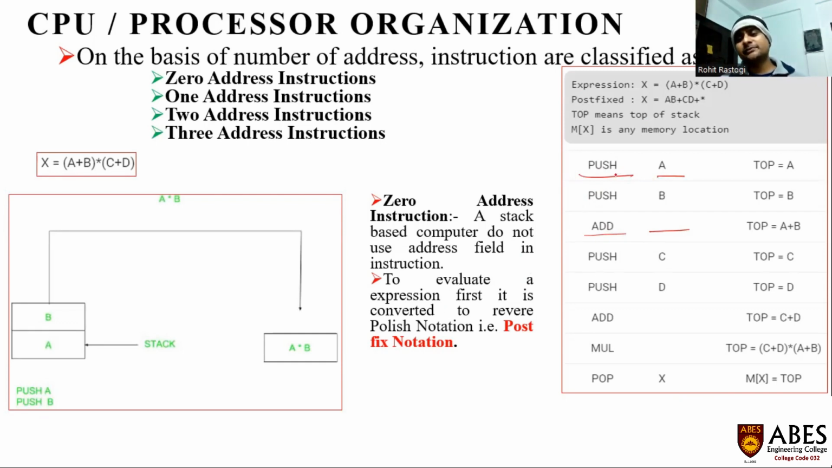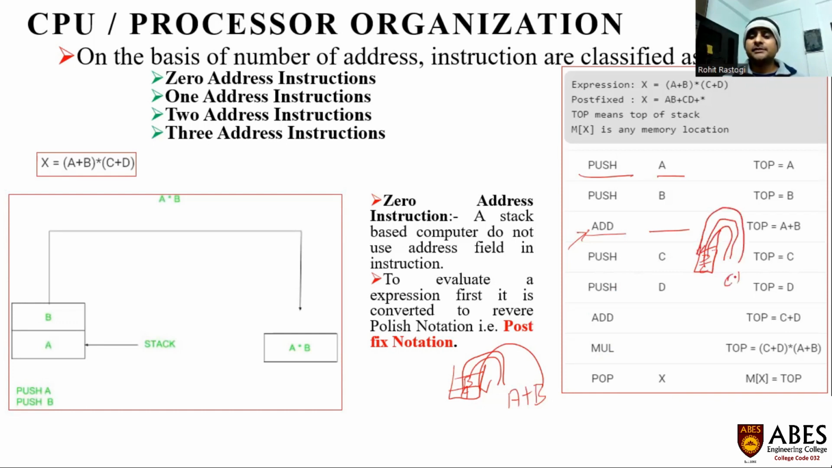So when we use push A, then A is pushed onto the stack, and then when we write push B, B is pushed, and when we use the add operation, B is popped, A is popped, and both are added, A plus B, and pushed again into the stack. In the same way, when we do push C, C is pushed, and when we push D, D is pushed. And when we use add, D and C are popped, and C plus D is pushed into the stack. Similarly, we can talk about multiplication. It is a 0 address instruction.